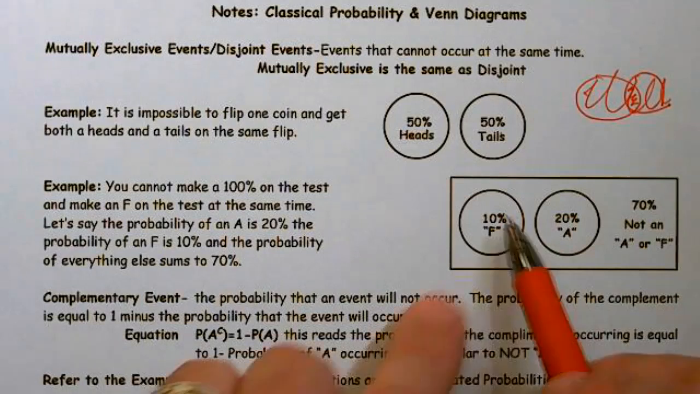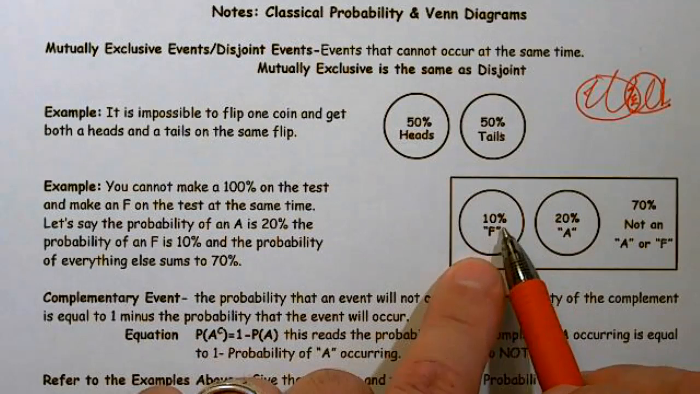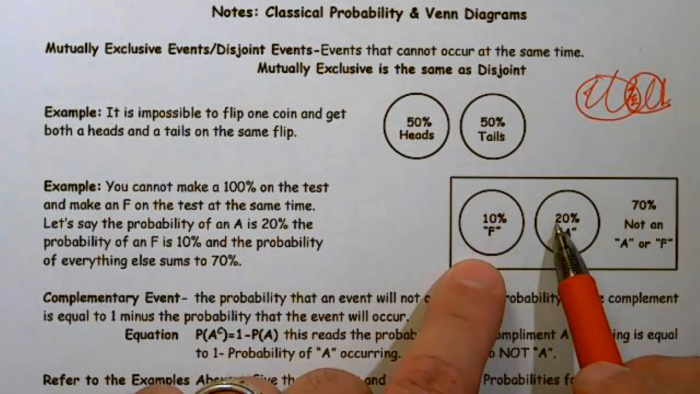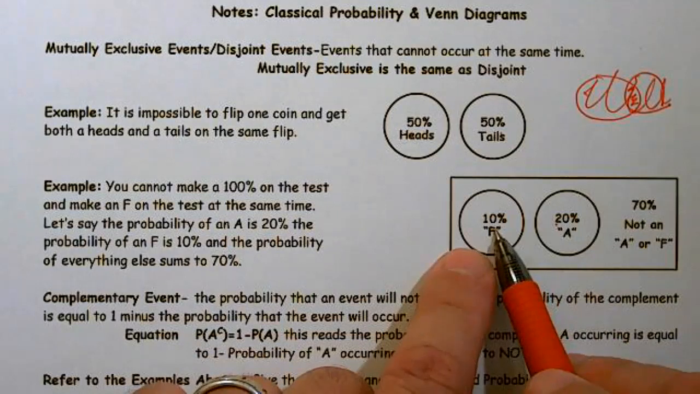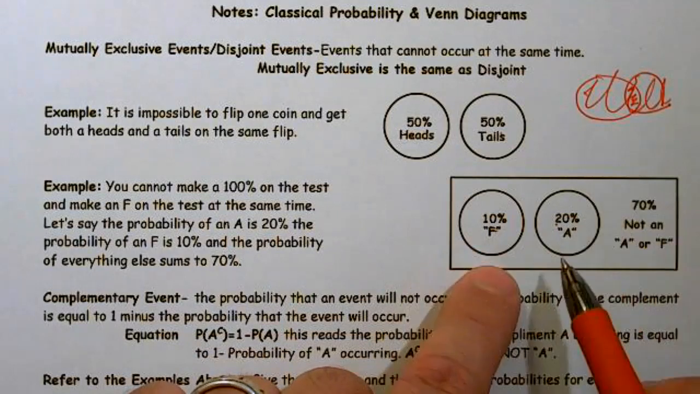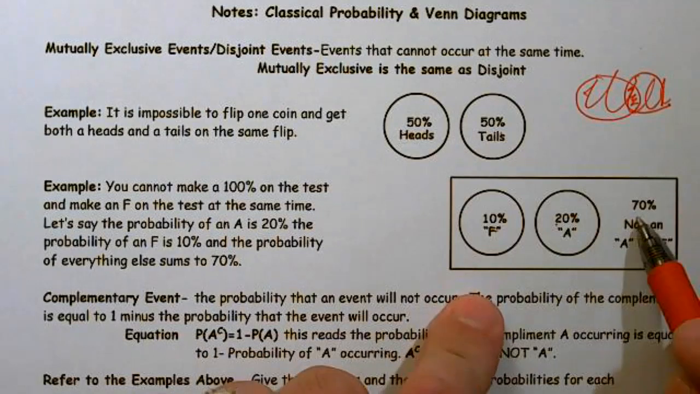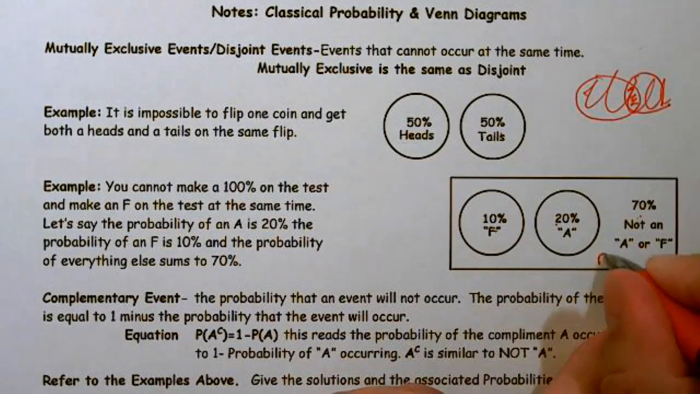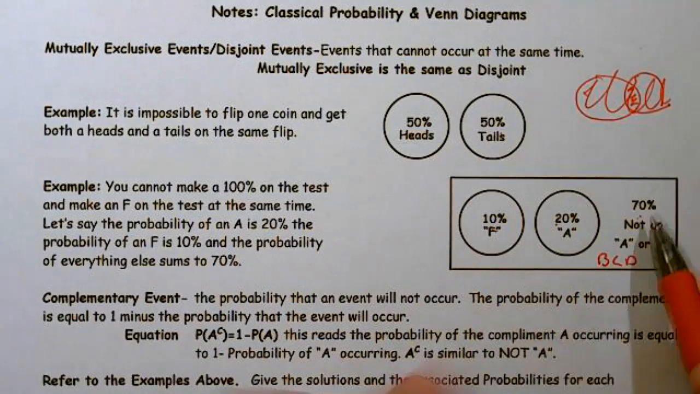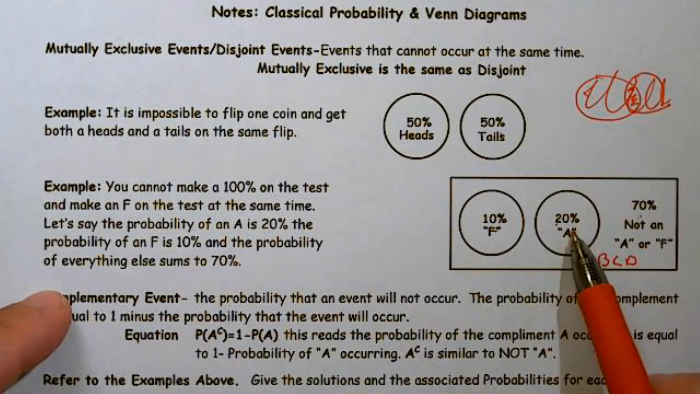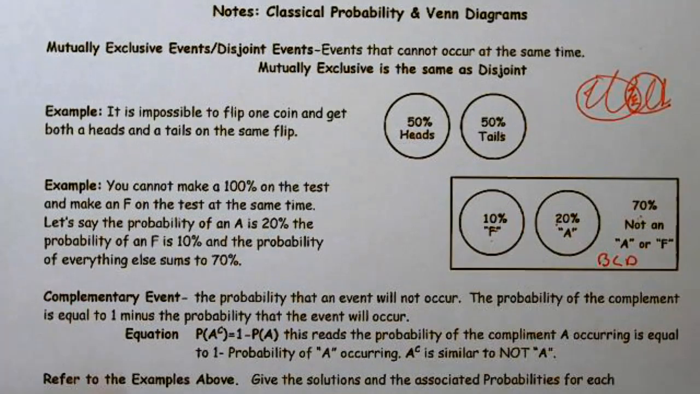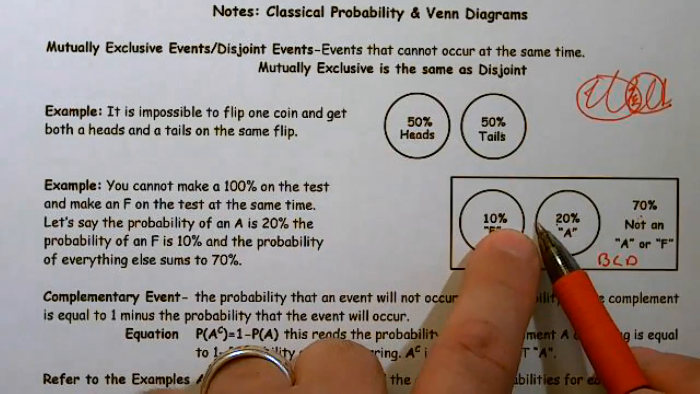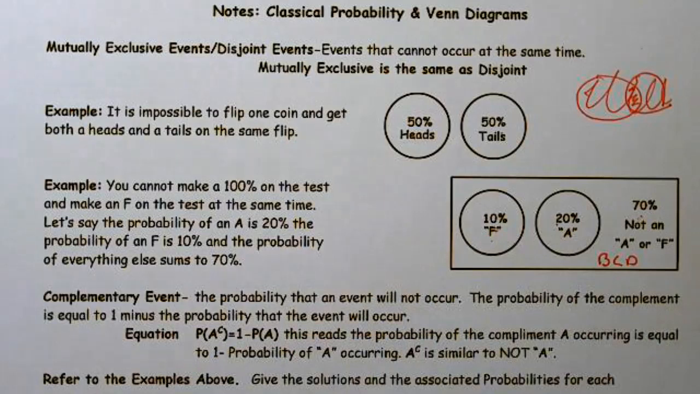All right, but we also have more opportunities. So let's just pretend that we had a 20% chance of making an A, a 10% chance of making an F. So the other possibilities make up the remainder of the population, 70%, which are not an A or an F. So in this case, that would be a B, C, or D. So there's a 70% chance you made a B, C, or D, 20% chance you made an A, 10% chance you made an F. This is a Venn diagram that would show that. And notice once again, we have no overlap because you cannot have both things occurring at the same time.